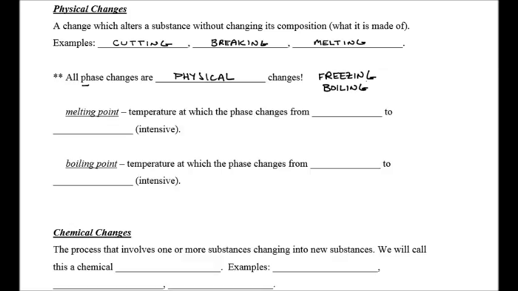The melting point is the temperature at which the phase changes from solid to liquid. So the melting point of ice is 0 degrees Celsius. That is an intensive property. The boiling point is the temperature at which there's a phase change from liquid to gas.